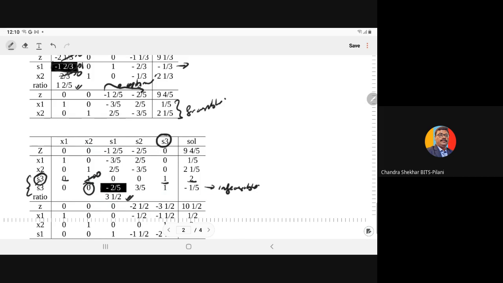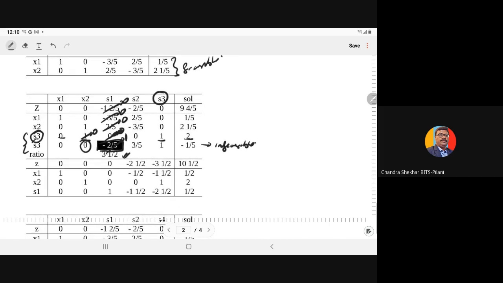So minus 2 by 5 is the pivot element. We make it a 1 and the rest 0. So here we have the new table. Here you can see now it is feasible, and since it is a minimization problem, this is optimal. So after the change, this is our optimal table after adding x2 less than or equal to 2.